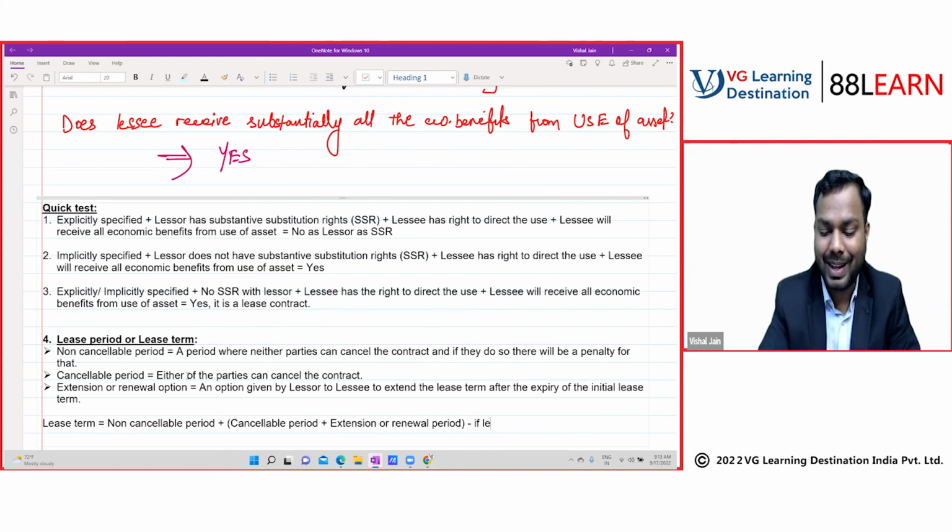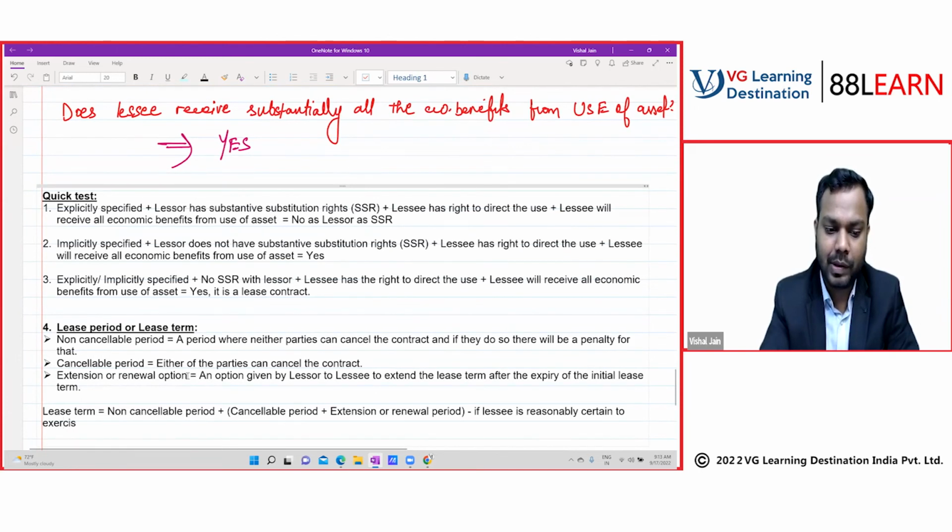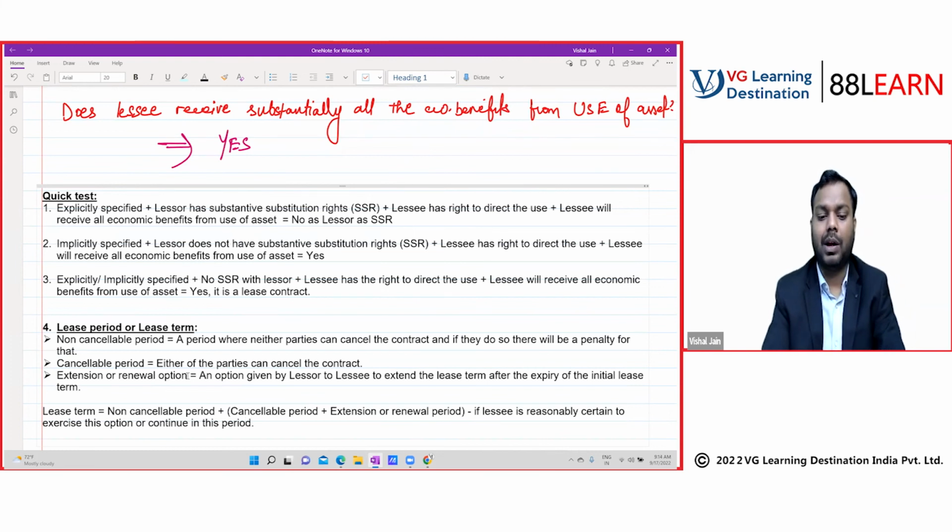If the lessee is reasonably certain to exercise this option or continue in this period, then we can include it, otherwise we will not.